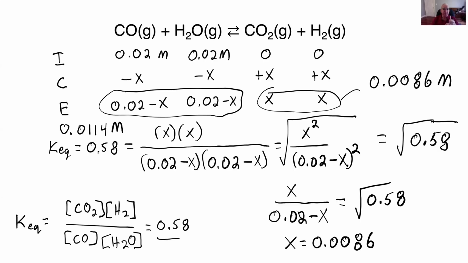X also can't be bigger than 0.02 in this problem, right? Because all the concentrations have to end up being positive. It is generally the case if you do get two roots that one of them will give you at least one negative concentration, and that'll mean it's an invalid result to the problem because that's a non-physical event, right? You can't have a negative concentration of anything.